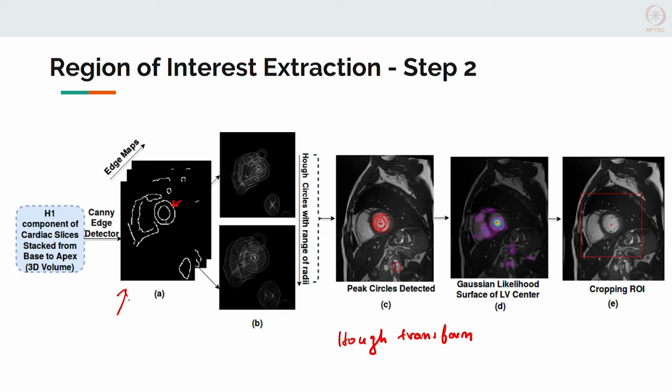So, we will use the Hough transform to detect the circle, and once we have that, we can localize the left ventricle, the center of the left ventricle, using some statistical techniques, and then have a box around it. That is the crop. We fix a standard box size and we take that out. Those are the images that we will use typically for training and testing and validation.